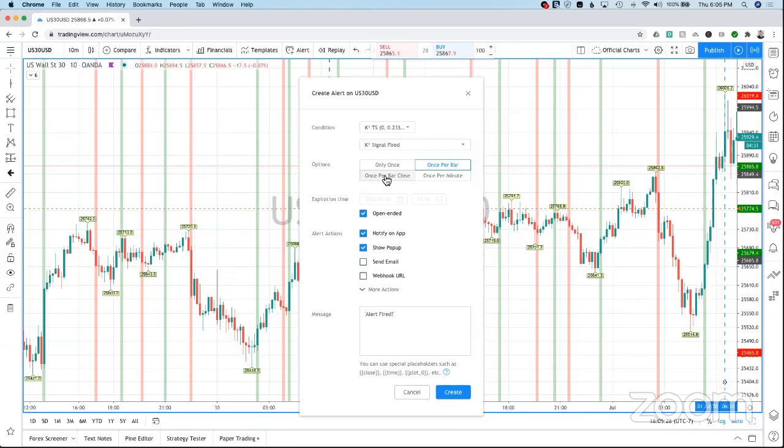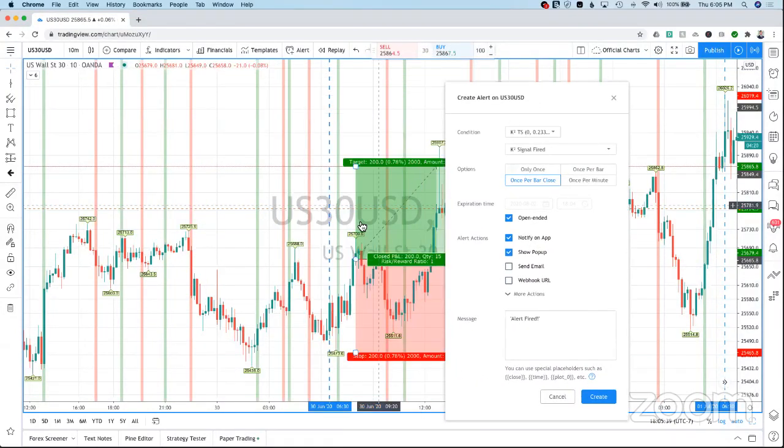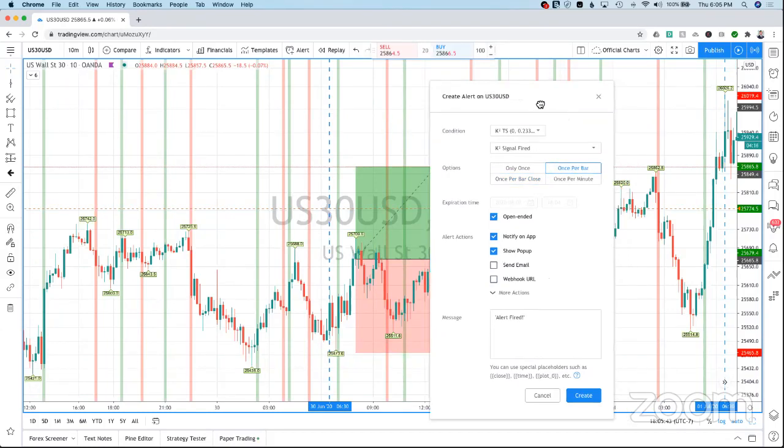So just depending on your preference, if you want to wait for a valid signal, then you use once per bar close. If you just want to be notified every time a signal appears, like if you're trying to catch a move, like we take the daily trade, obviously you want to know when every signal is appearing, you can put once per bar.